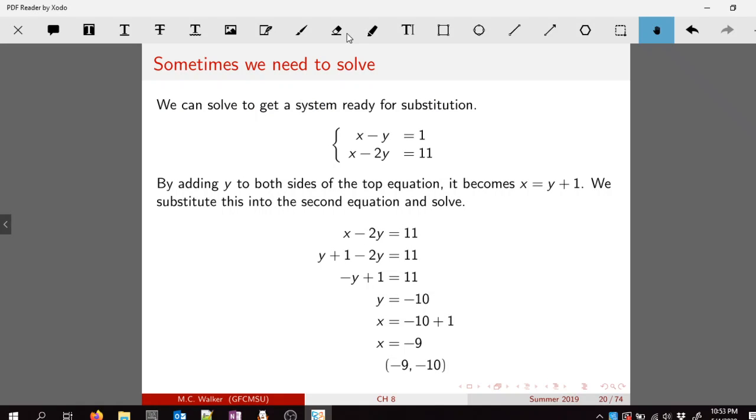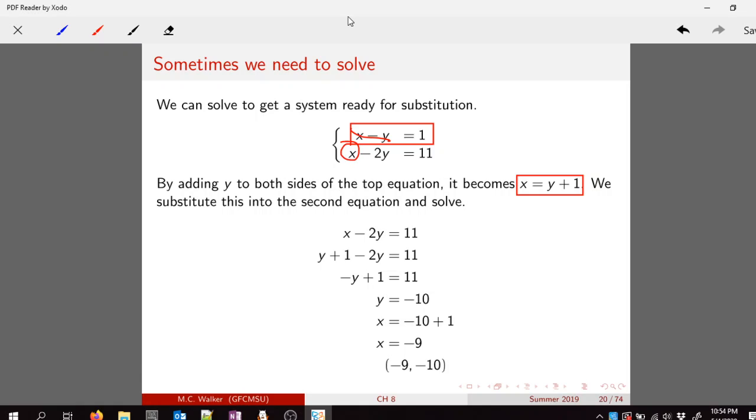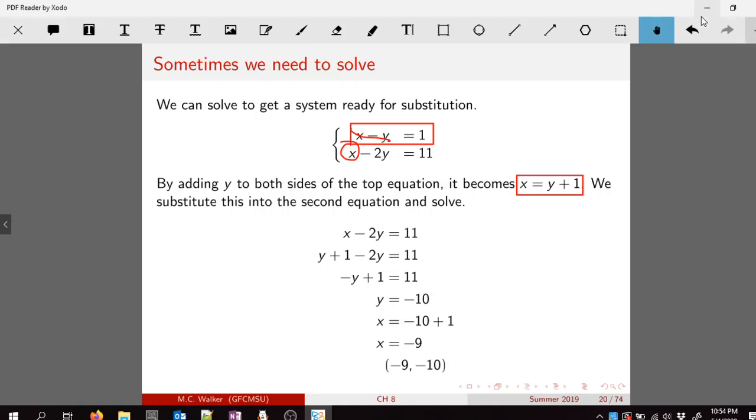Sometimes we need to solve in this system right here, neither the top equation nor the bottom equation, x minus y equals 1, x minus 2y equals 11, is solved for either variable. But what I'm looking at is the top equation here, because that's the simplest. It's got that form x minus y. And if I just add y to both sides, I get x is equal to y plus 1, which is pretty easy to substitute, especially since over here this is just x all by its lonesome. It's not being multiplied by -2 or anything.